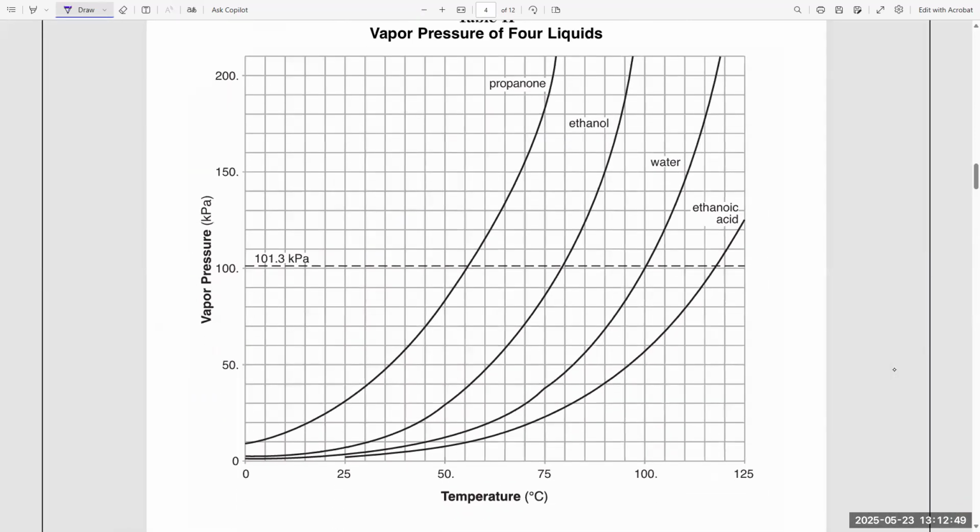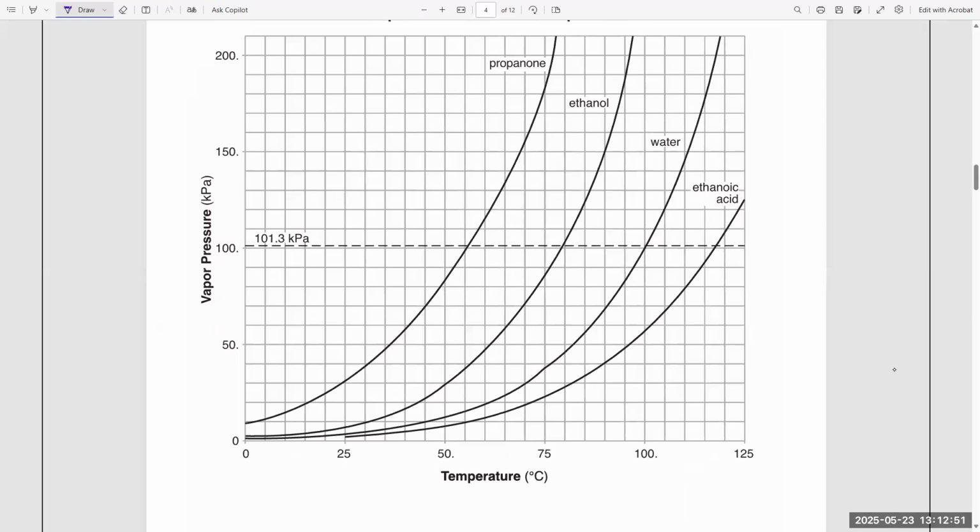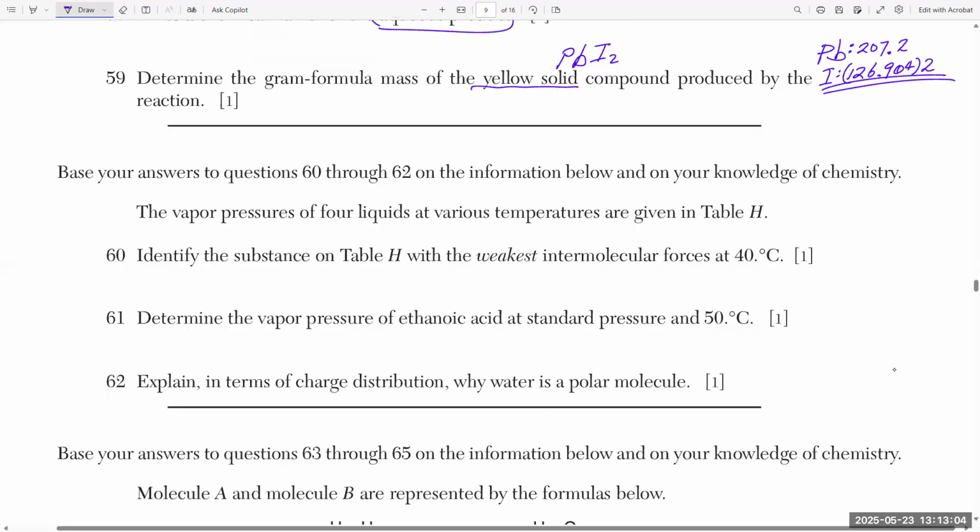So it's vapor pressure. What does that tell you? Vapor pressure tells you that if you're above the curve on the graph, you're a vapor. If you're below, you're a liquid. Okay, so let's take a look. It says, identify the substance on Table H with the weakest intermolecular force.